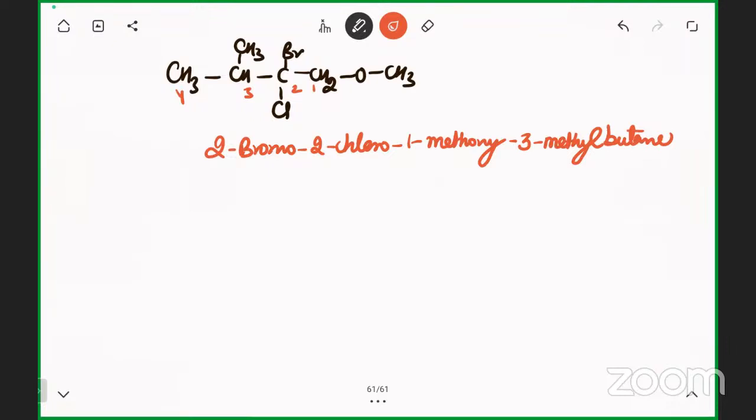See, chloro, bromo, fluoro, iodo will always come in this order, according to alphabetical order. But if a side chain is present in the main chain, then you will add it with the parent chain. The name should be added with the parent chain.